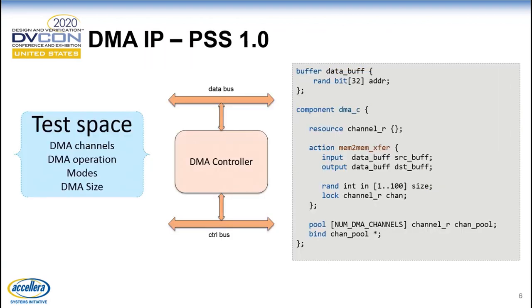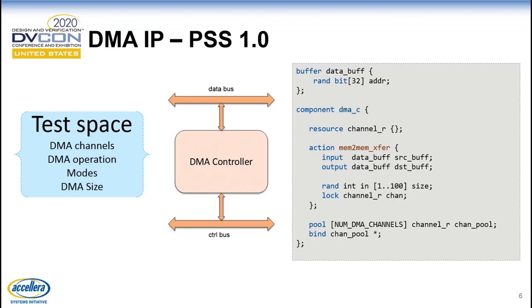So here's the DMA IP that Tom presented in PSS 1.0. What you're seeing is your test space. You're modeling your test space. Well, how many DMA channels do I have? This is pretty abstract. Doesn't matter what environment you are in. What are the DMA operations? You can model that in PSS 1.0. This is what Tom showed you. What are different modes? What are different sizes of DMA? All the properties which are kind of independent of your test environment, you model that.